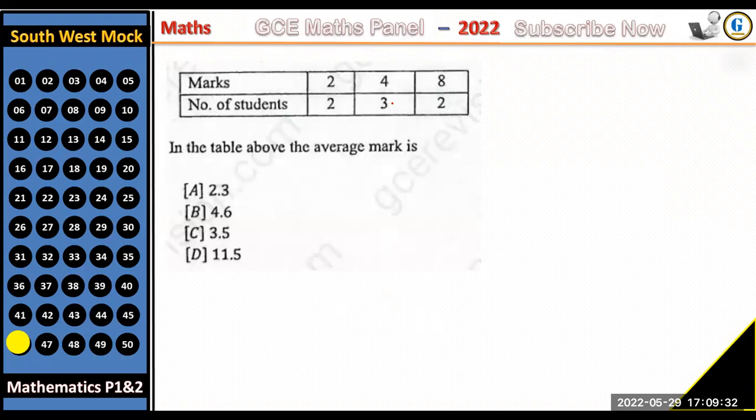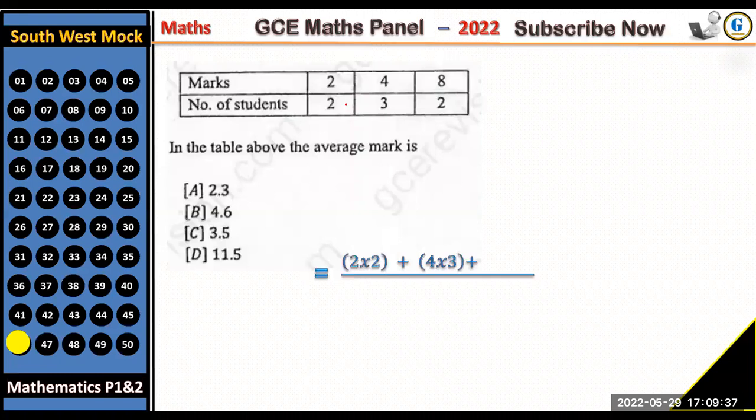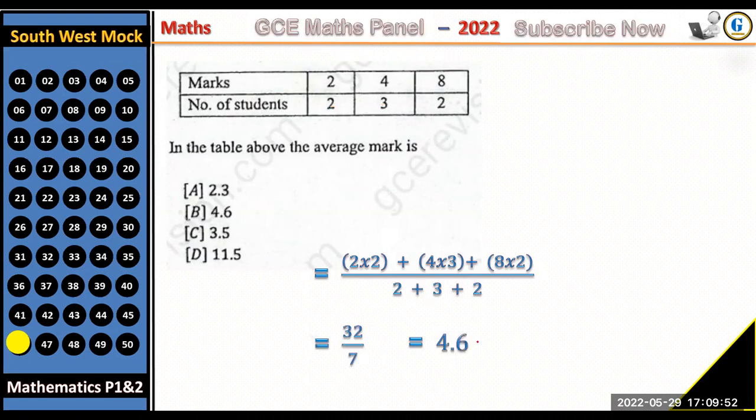And all of that divided by the sum of the number of students. This gives us 2 times 2 plus 4 times 3 plus 8 times 2, all this over the total number of students, which is 2 plus 3 plus 2, which is 7, right? So that gives us 32 on 7, which is 4.6.